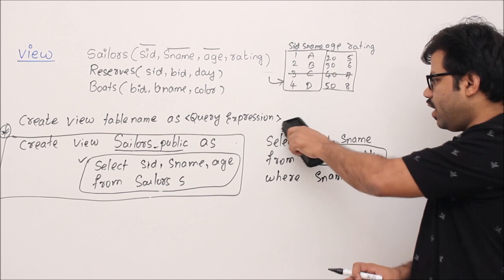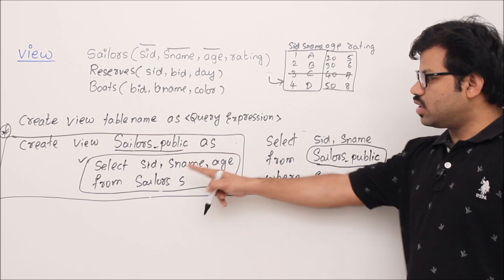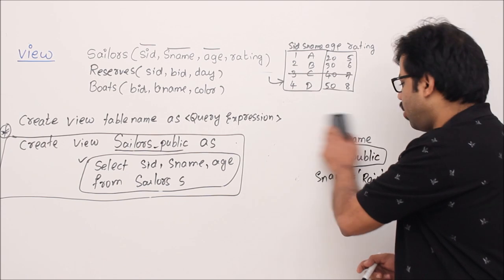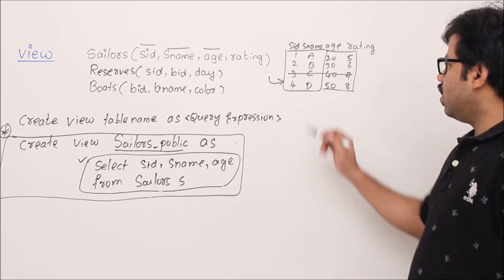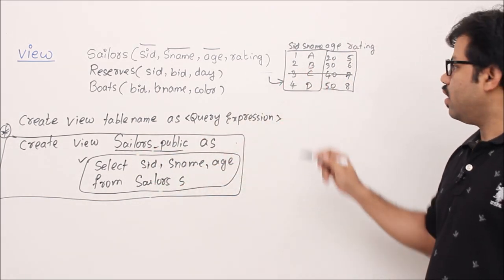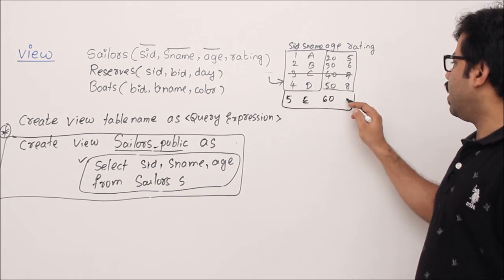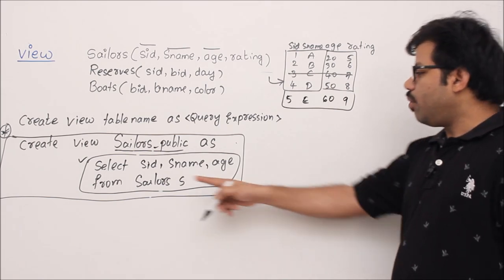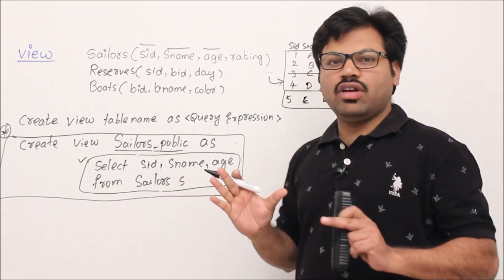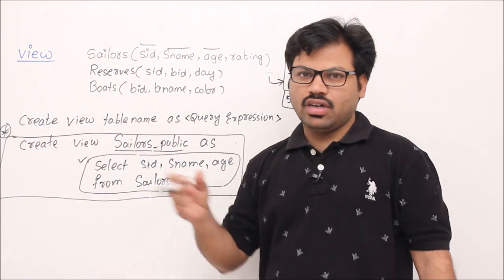Whenever people refer to it, like whenever in another query the table is referred, at that time this query will be computed and the table will be taken. Okay, so for example, when you created the view, this was the data: 1a, 2b, 3c, 4d. Now if a new tuple is inserted like 5e, 60, and rating 9, there will not be any problem for this view because this view is not created. That means the table form is not created, only the definition is remembered by your DBMS.